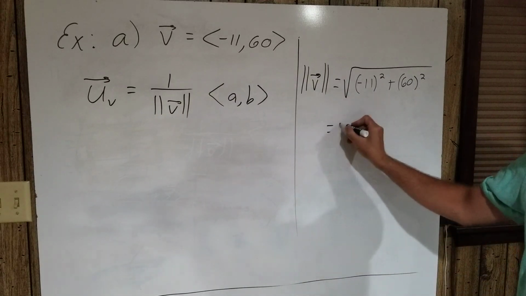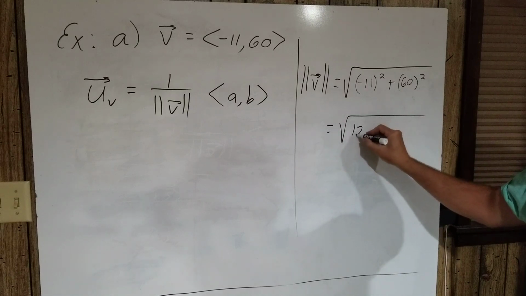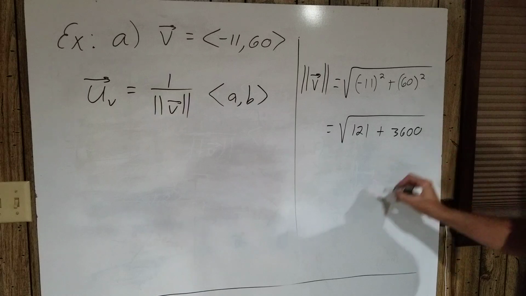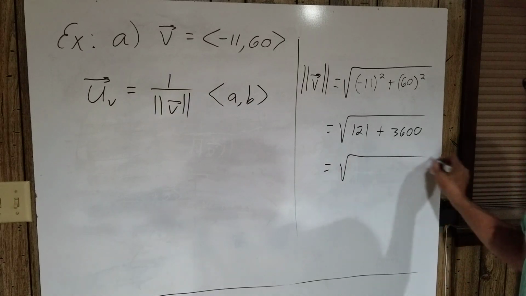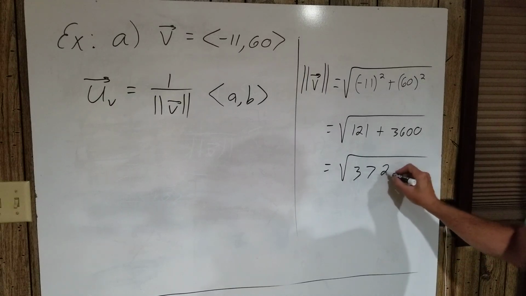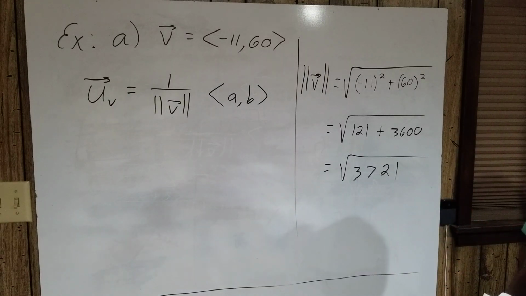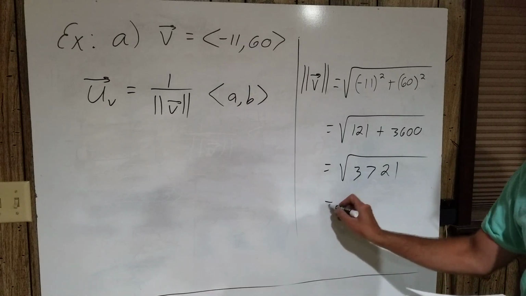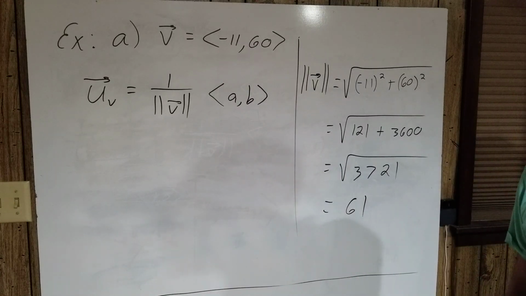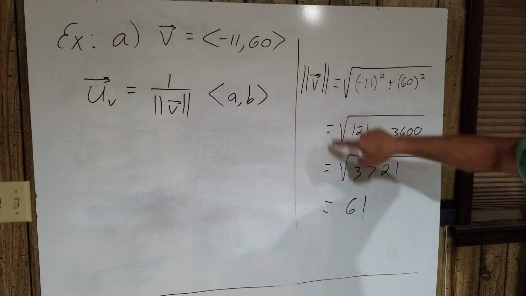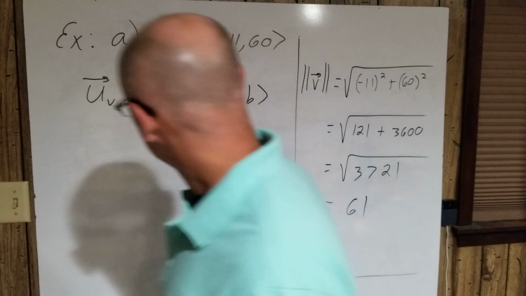All right, let's see. That's the square root of what? 121 plus, what is that, 3,600. All right, so what do you get when you add those up? You get 3,721. And I don't think that comes out very nicely. Actually it does. Put this in your calculator, you get exactly 61. So what are we saying? The magnitude of vector V is 61, right?